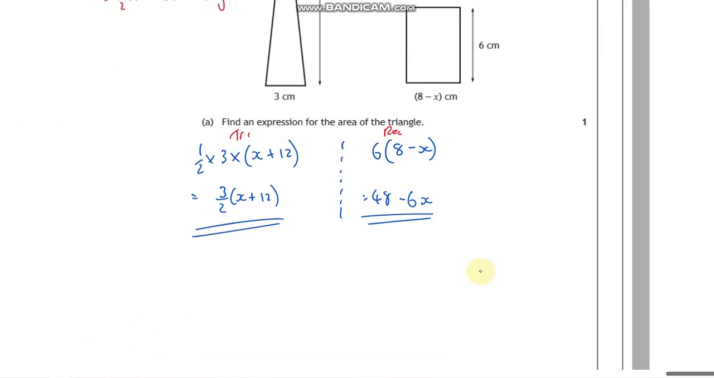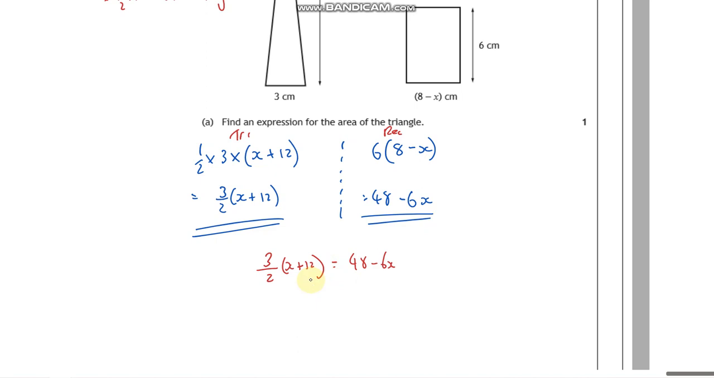And the question is saying that they are equal to each other. So my next line will just be 3 over 2 (x plus 12) has to be equal to 48 take away 6x. If it had said the area of the rectangle was double this area, well, I'd say that is then equal to this times 2. Or, sorry, this times 2 is equal to that. So watch out for the way it's worded, but they're just equal to each other. So how do we solve that?